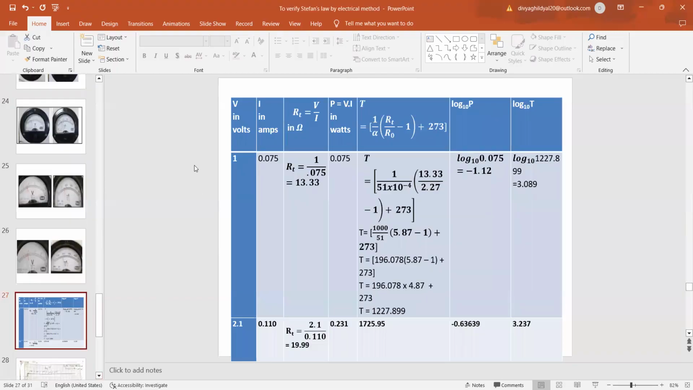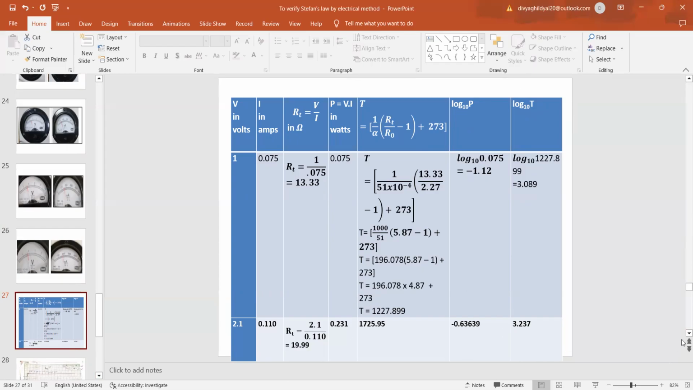Similarly, I will keep noting the readings for voltage and current, varying my voltage up to say 5.5 volt. So at 1 volt, the current is 0.075 ampere, resistance becomes voltage upon current from Ohm's law, and power is voltage into current. Temperature T is equal to 1 upon alpha, where the value of alpha is 51 into 10 to the power of minus 4, into R_T, which I have got from this table, divided by R naught, which we found in table 1 as 2.27, minus 1, plus 273. Then once we get T, we will take log base 10 of P and log base 10 of T.